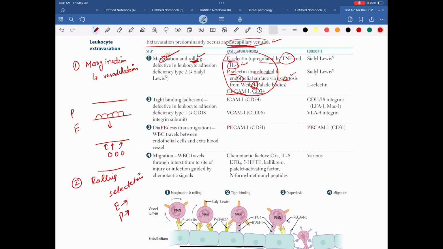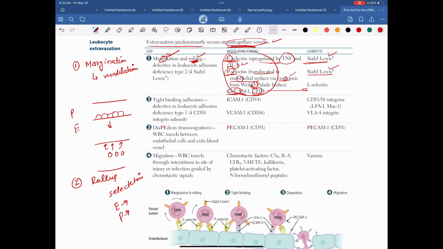So these proteins present on the endothelial cell are going to attach with leukocytes. E-selectin is going to attach with Selectin Lewis X, and P-selectin is also going to attach with Selectin Lewis X. Then GlyCAM-1 and CD34 are going to attach with L-selectin. So this is the important interaction between the endothelial cell and the leukocyte. That's all about margination and rolling.